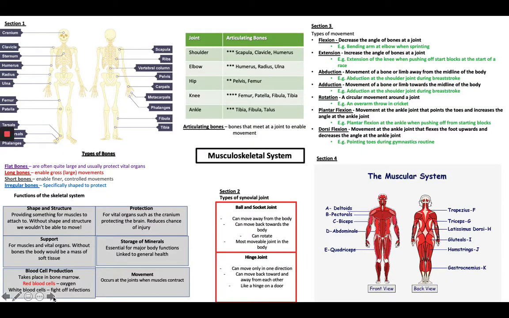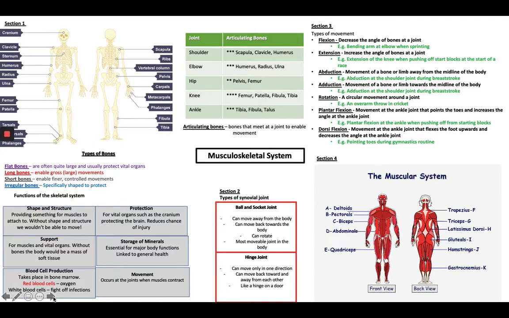So, what we're going to start with today is your Paper 1 of GCSE PE. In Year 9, you will do Paper 1. Year 10, you will do Paper 2. The first part of Paper 1 that we're going to look at today is the musculoskeletal system.